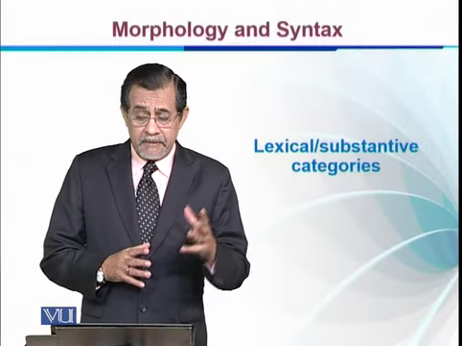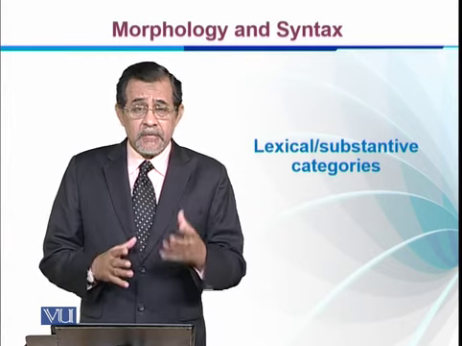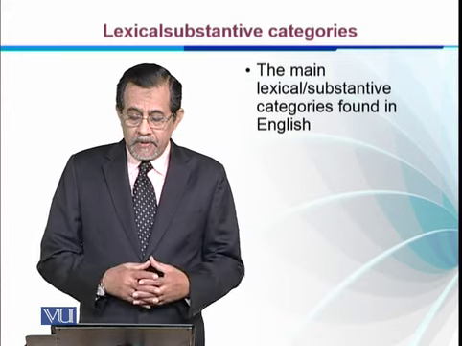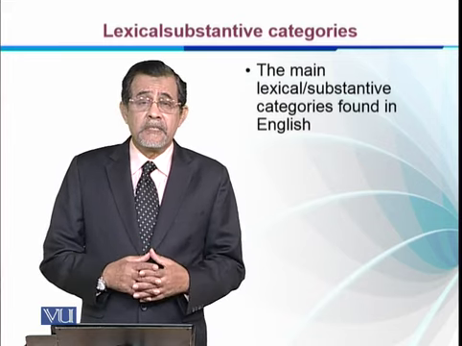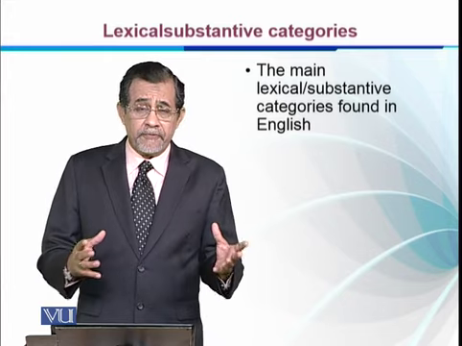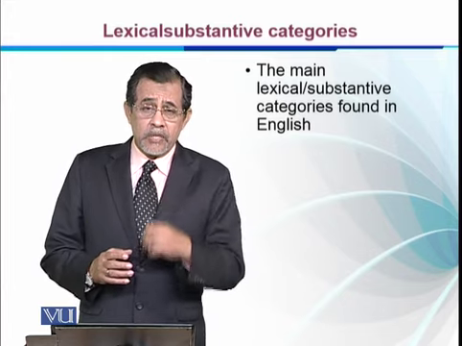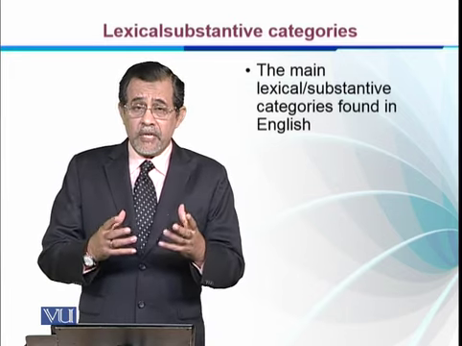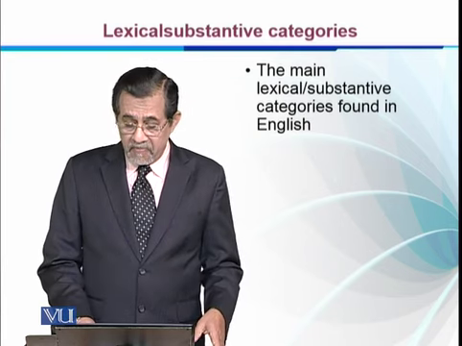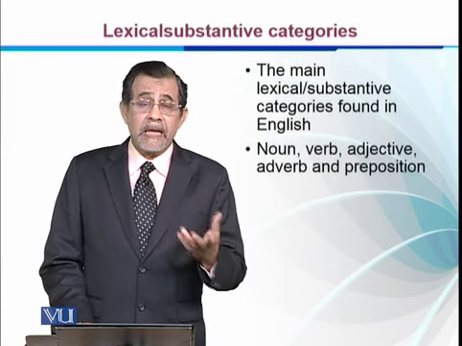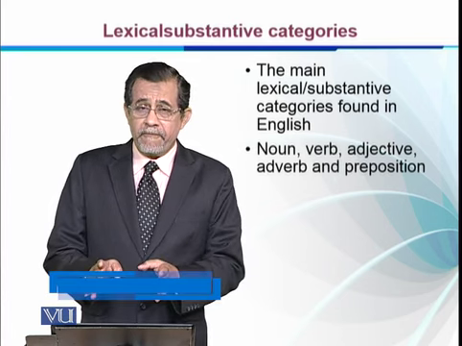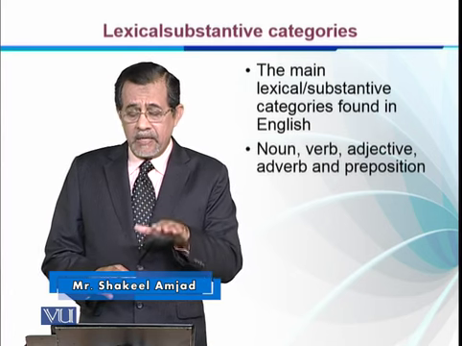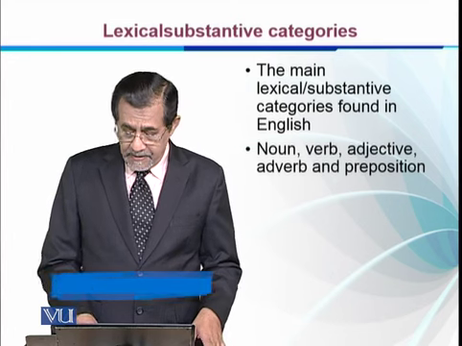Lexical substantive categories. So we are discussing some terms of traditional grammar. Lexical substantive categories are of different types, right? So let's now look at these types, what they are. Generally we are already familiar with them: noun, verb, adjective, adverb, and preposition. So these five categories come under the lexical and substantive categories.